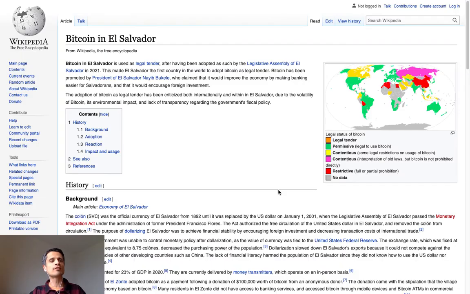Also, maybe you've heard of El Salvador. El Salvador adopted Bitcoin as a legal tender back in 2021.